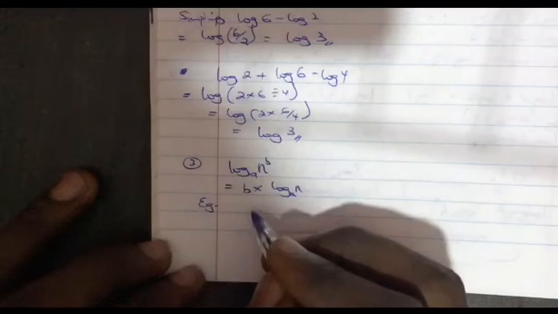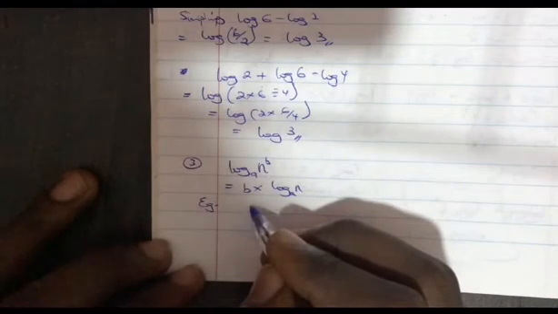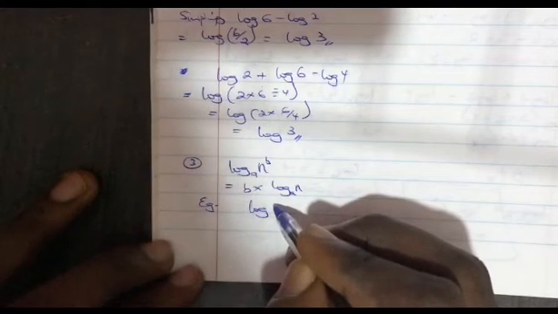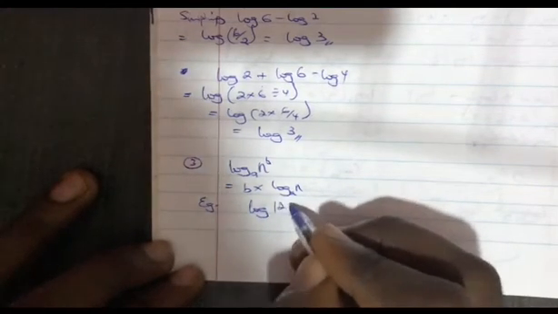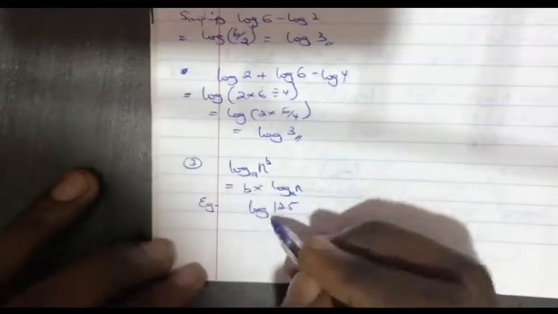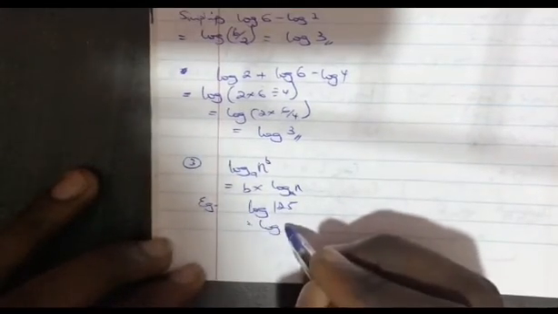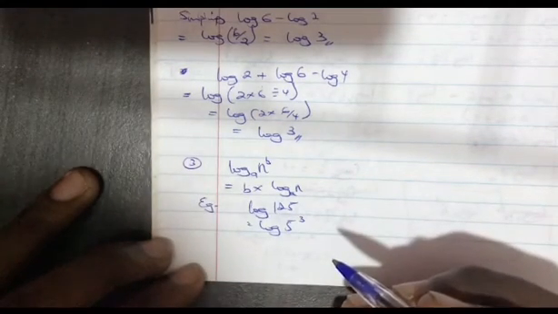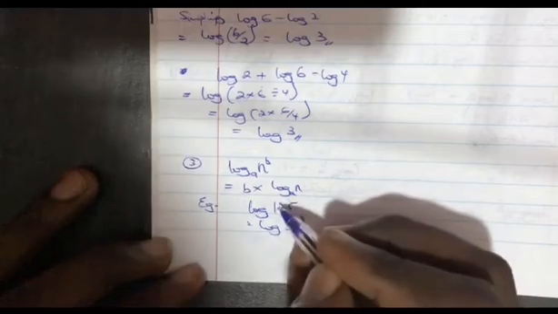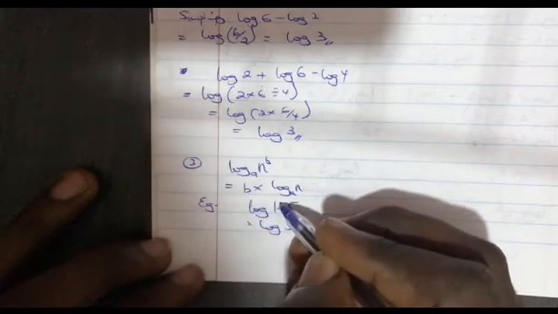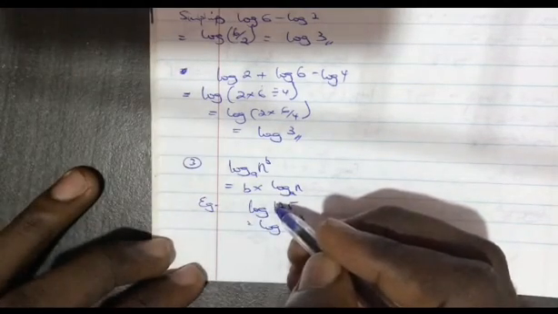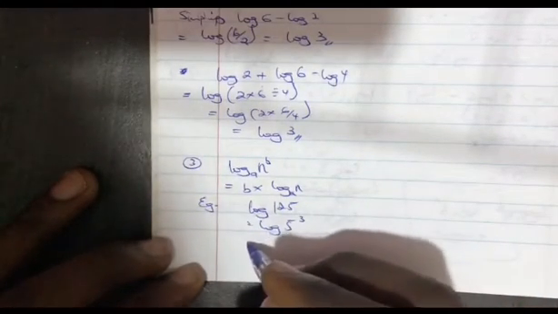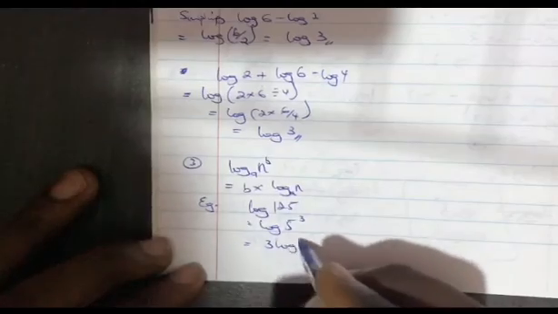Let's say log, you're supposed to simplify log of say 125. So this is just log of 5 exponent 3. Sorry, I'm supposed to express it as 5 exponent 3. So this is just the same as 3 log 5.